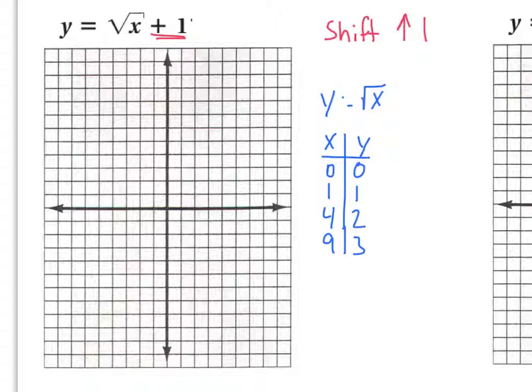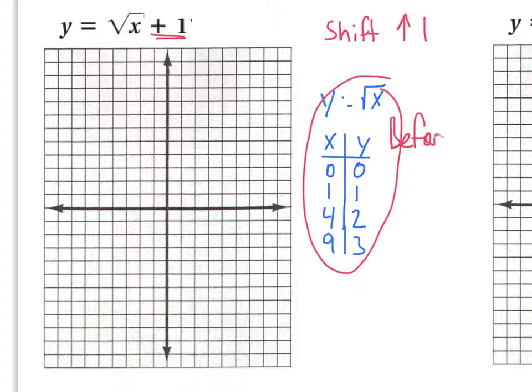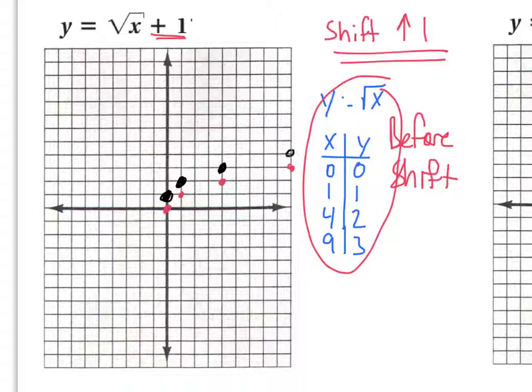So now what we want to do is take these points, because this is before the shift. I want to take those 4 points and plot those points. 0, 0, 1, 1, 4, 2, 9, 3. I'm taking those 4 points and I'm going to shift those all up 1. So every single point just moves up 1 unit. That then gives us our graph.